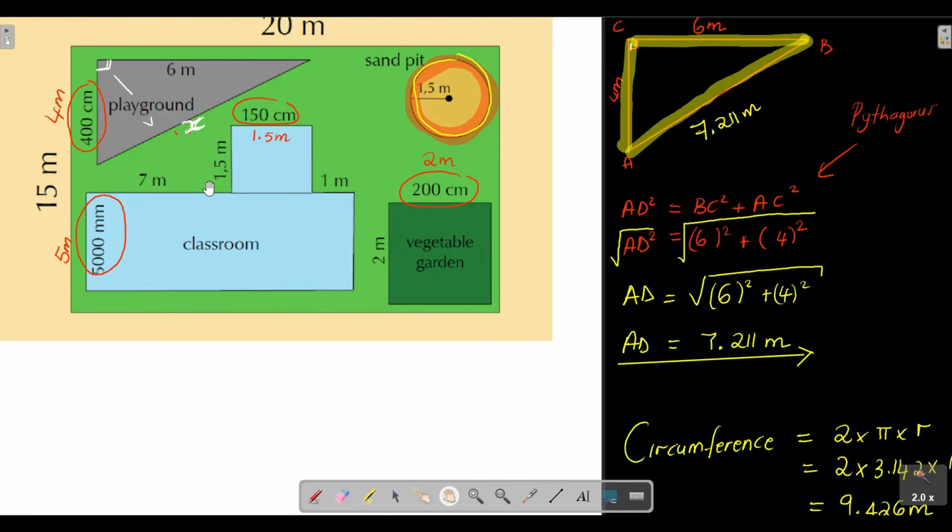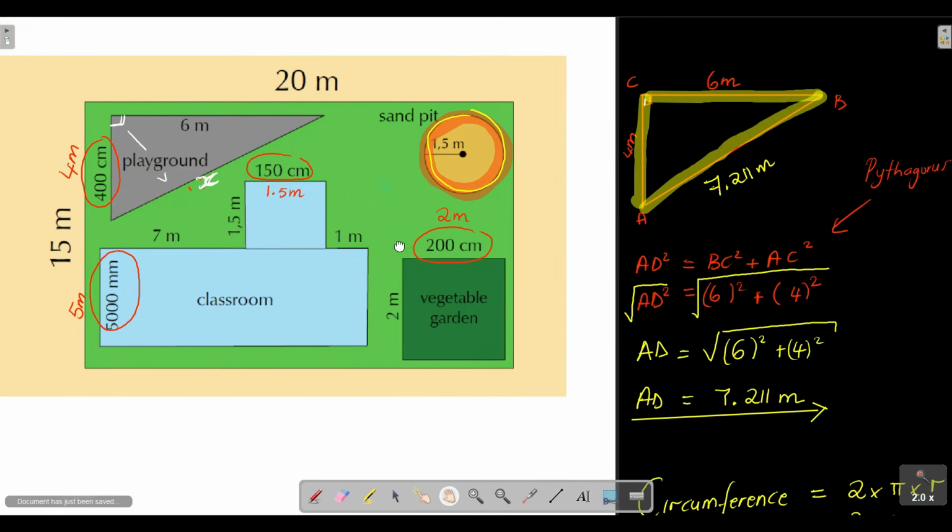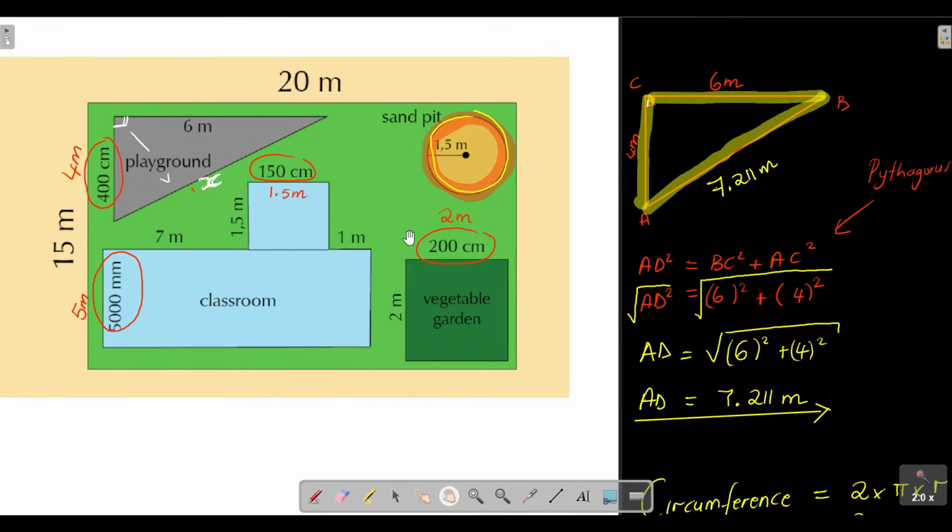So think of it this way. This is actually a school, and we are given the top view of the school. How the playground looks from the top, how the sandpit looks from the top, how the vegetable garden of the school looks from the top, and how the classroom of the school looks from the top, if you like, remove the roof. That is what you'd see. So how would we then calculate the perimeter just of this classroom?